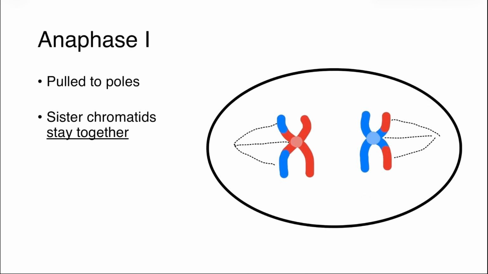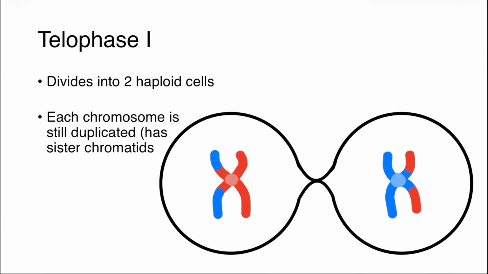In anaphase I, the homologous chromosomes separate and get pulled to opposite poles. Here's the key difference from mitosis. Sister chromatids stay together. The centromeres don't yet split. In telophase I and cytokinesis, the cell divides into two haploid cells. Each cell has one chromosome from each homologous pair, but each chromosome is still duplicated, meaning it still has sister chromatids.